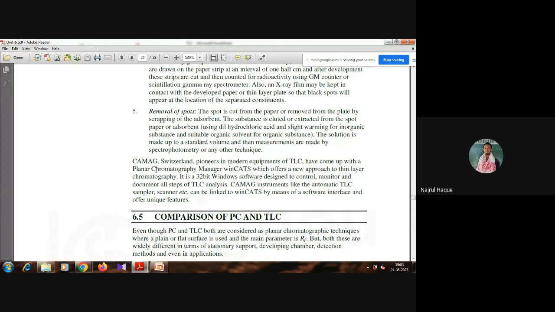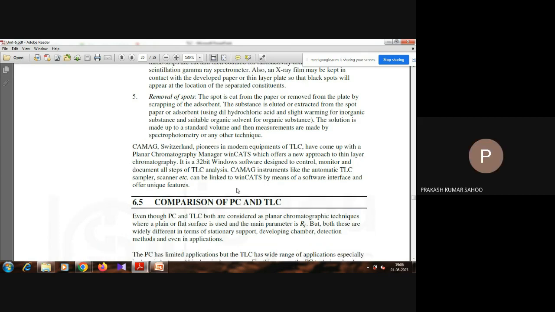Camag, Switzerland, pioneered the modern equipment of TLC, that is HPTLC. This is very effective, having 32-bit Windows software design. These are the advanced features in your HPTLC.